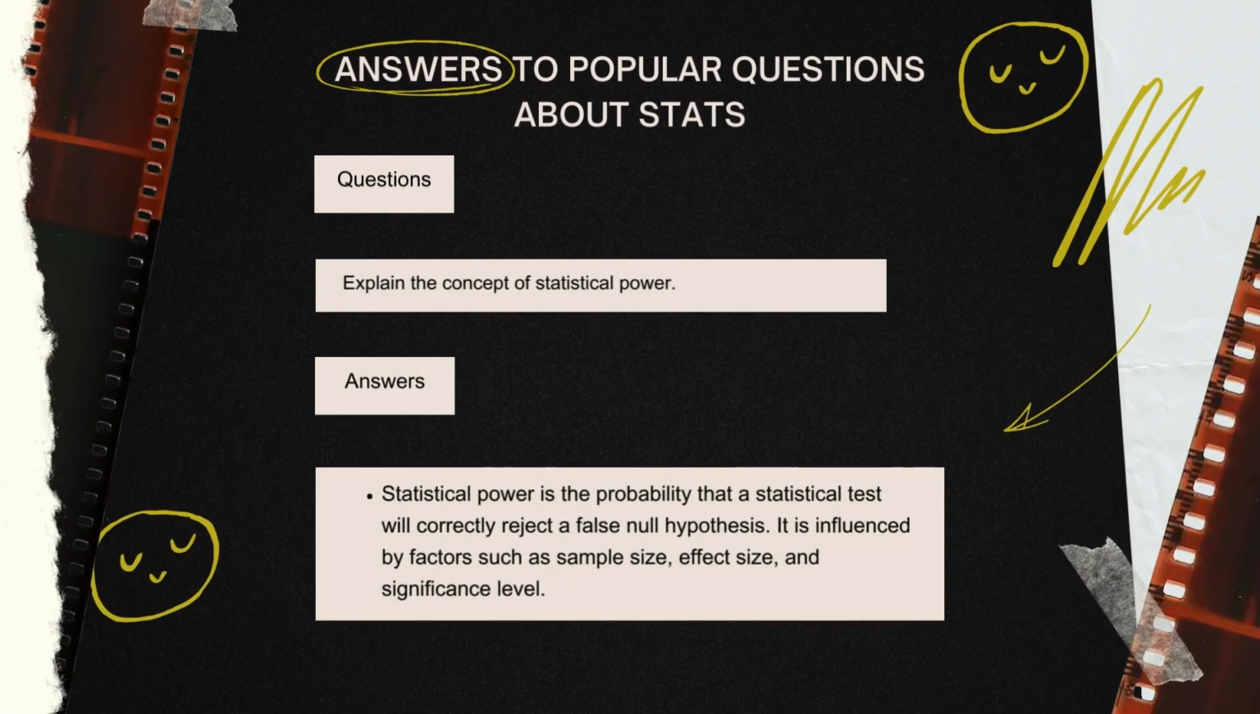Question: Explain the concept of statistical power. Answer: Statistical power is the probability that a statistical test will correctly reject a false null hypothesis. It is influenced by factors such as sample size, effect size, and significance level.